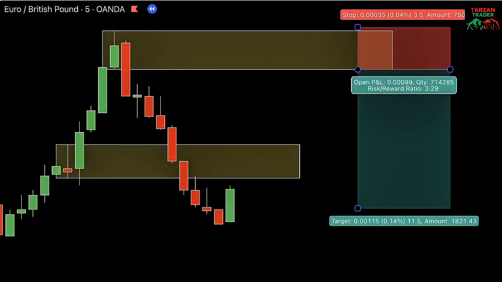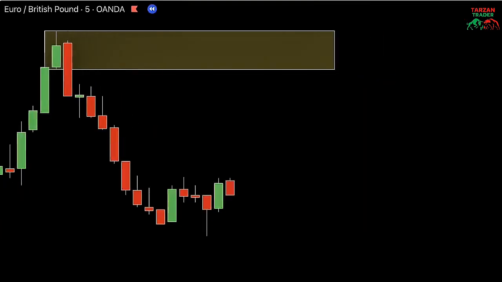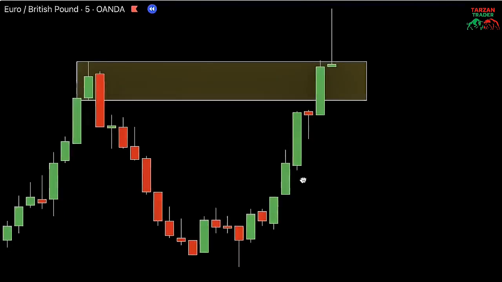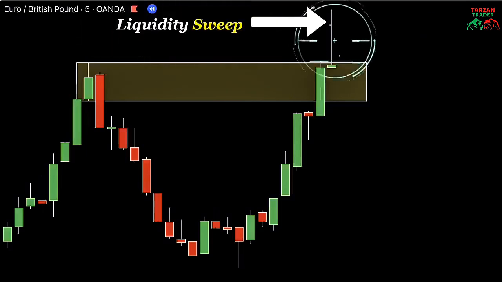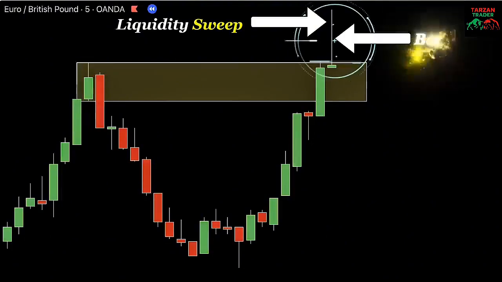As the price returns to the supply zone, we monitor closely for a liquidity sweep. Here's what occurs. Smart money briefly pushes the price above the supply zone, sweeping liquidity by triggering retail traders' stop losses. The price then closes back below the zone, forming a bearish pin bar.